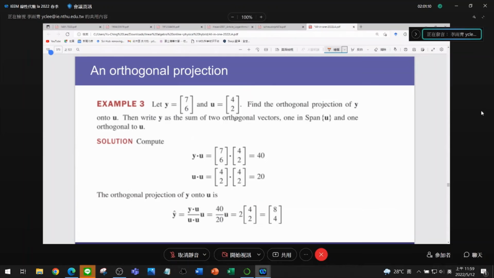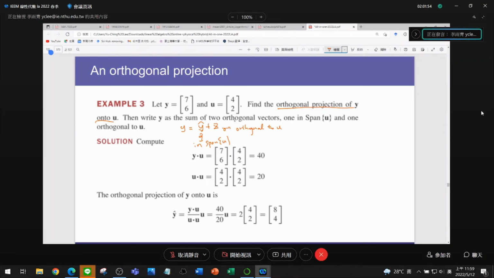So in this example, we are given a y vector, 7, 6, and then a u vector 4, 2. Find the orthogonal projection of y onto u. And then write y as the sum of two orthogonal vectors. That is, we want to write y equals y hat plus z, the two vectors, one in span of u. So this one is in span of u. The other one, z, is orthogonal to u.